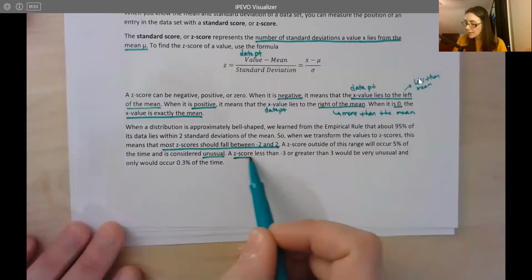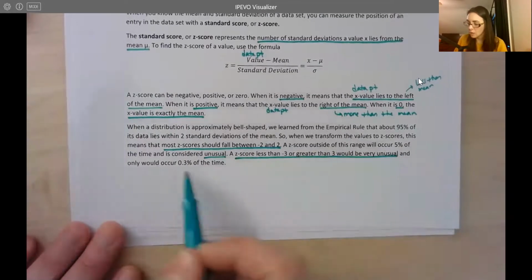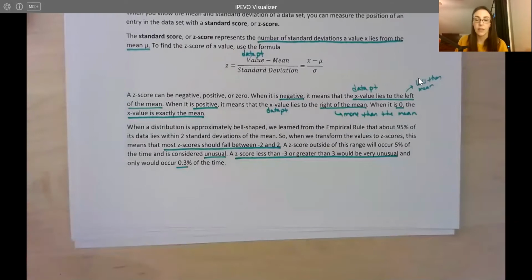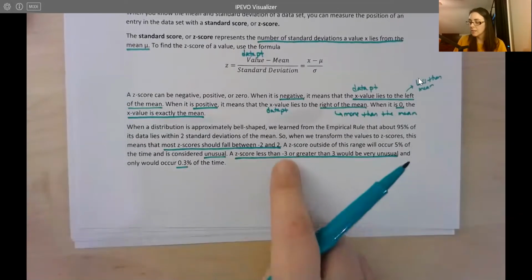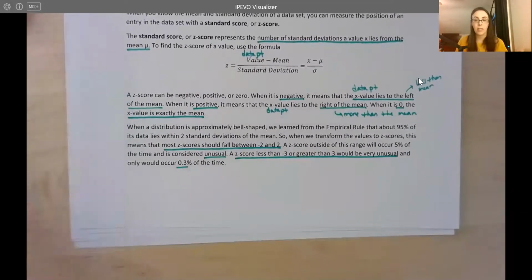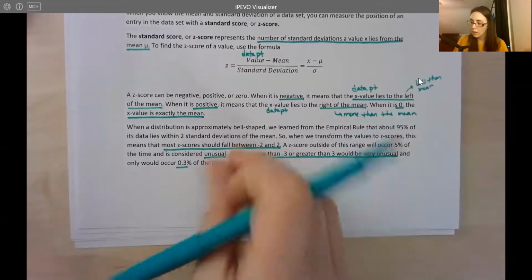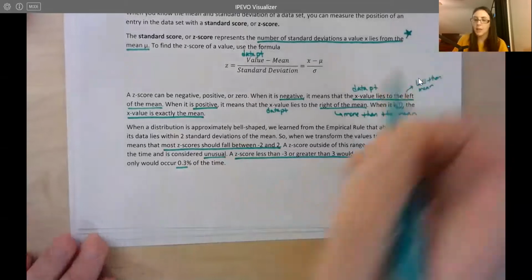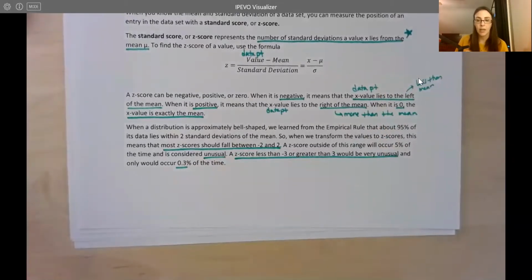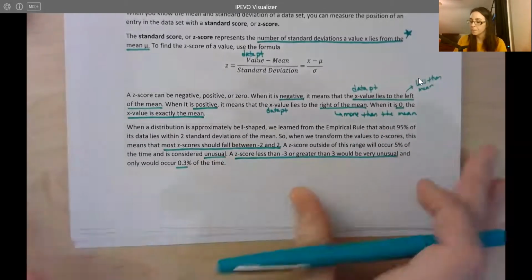A Z-score less than -3 or greater than 3 would be very unusual. It only occurs 0.3% of the time. So again, this is the idea that it would be more than 3 standard deviations from the mean. So your Z-score, again, tells you how many standard deviations that data point is from the mean. Let's do some examples.